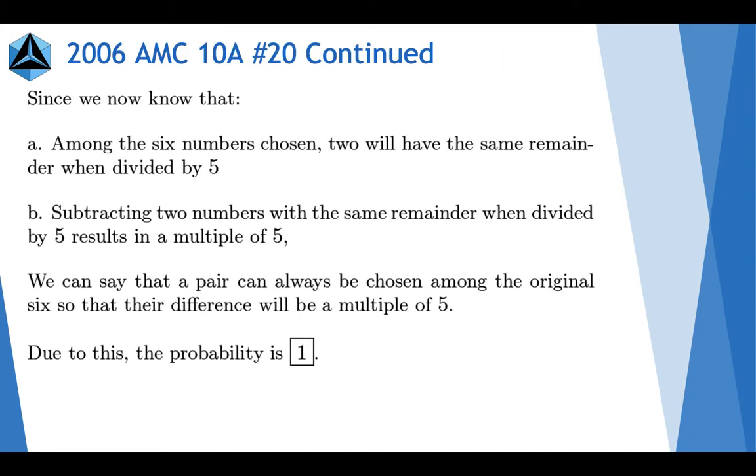Since we now know that among the 6 numbers chosen, 2 will have the same remainder when divided by 5, and subtracting 2 numbers with the same remainder when divided by 5 yields a multiple of 5, we can say with certainty that a pair can always be chosen among the original 6 so that their difference will be a multiple of 5. Due to this, the probability is 1. If it's always going to happen, the probability is 100%, and that is 1.